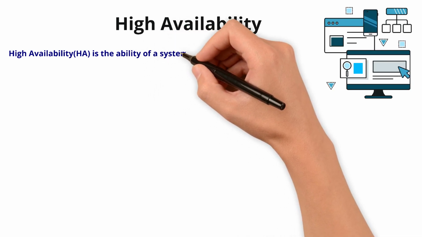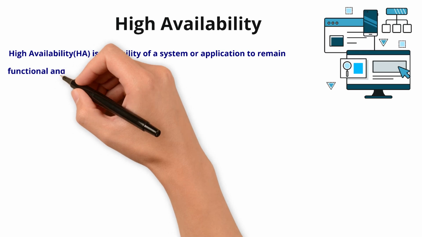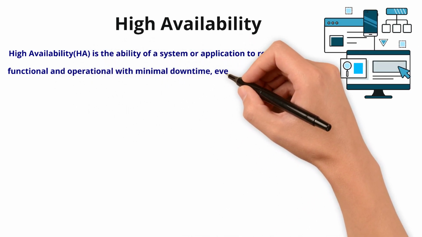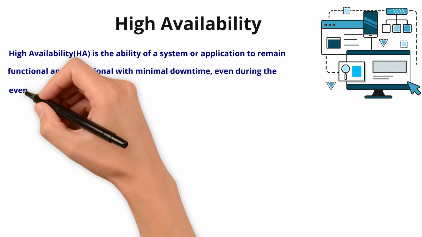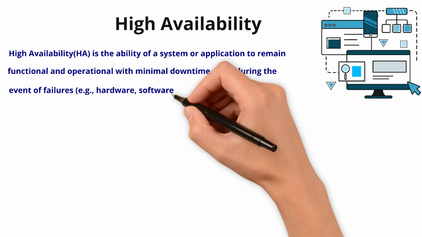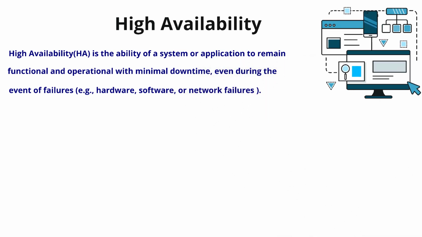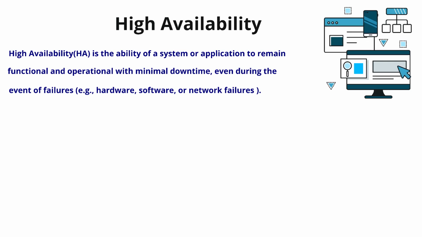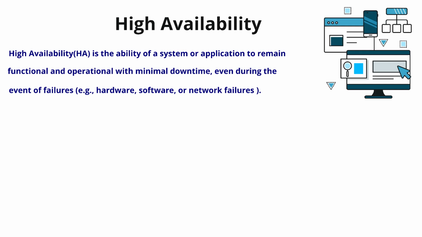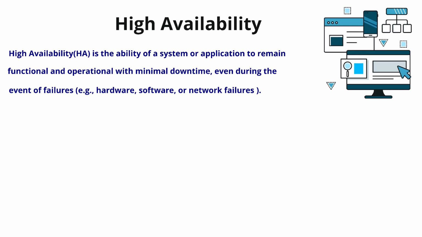High availability is the ability of a system or application to remain functional and operational with minimal downtime, even in the event of failures such as hardware, software, or network failure. So, what exactly this means is if one part of the system breaks, like a server or network, high availability keeps everything running so users don't notice any problem.